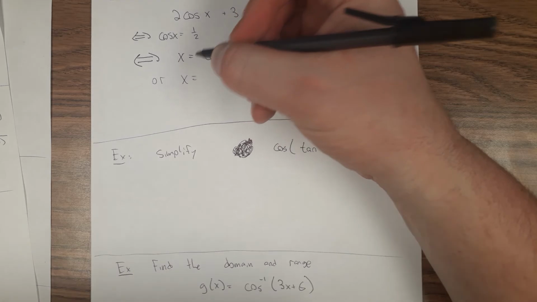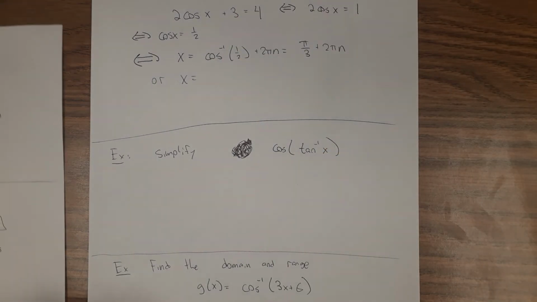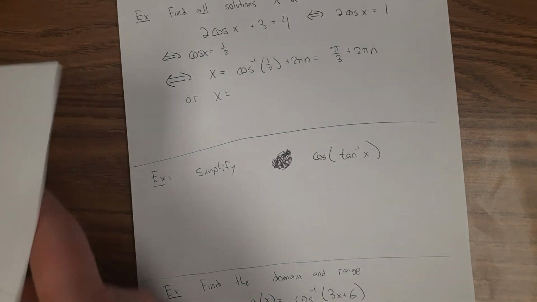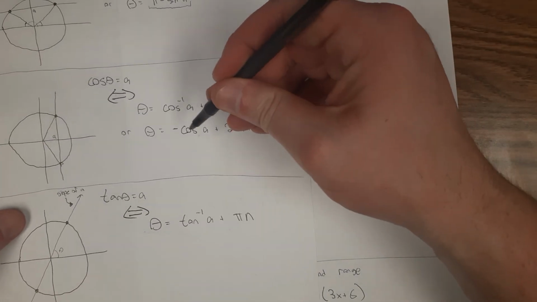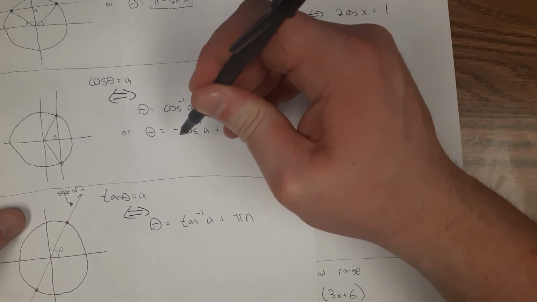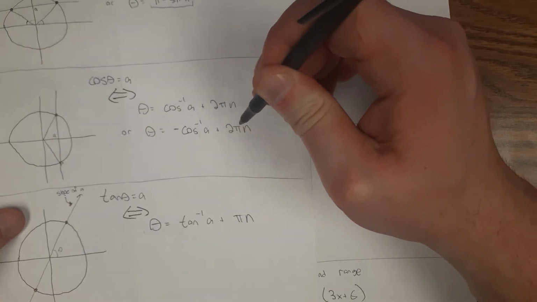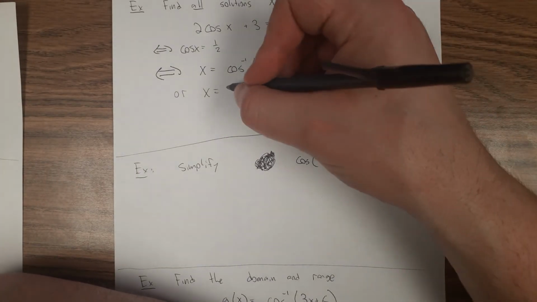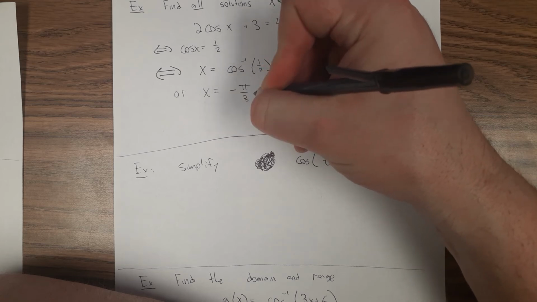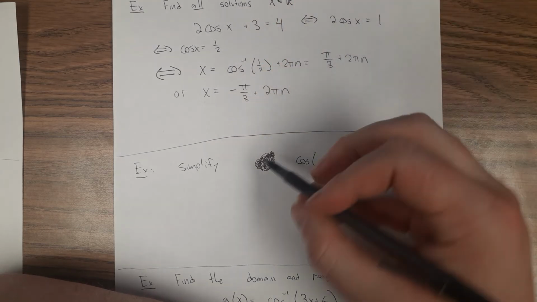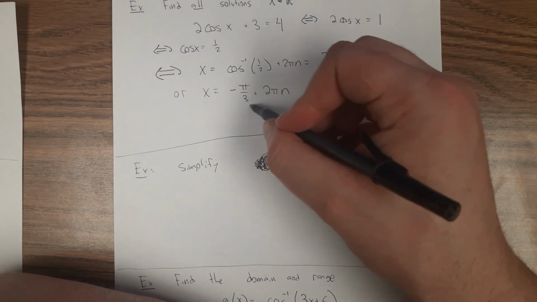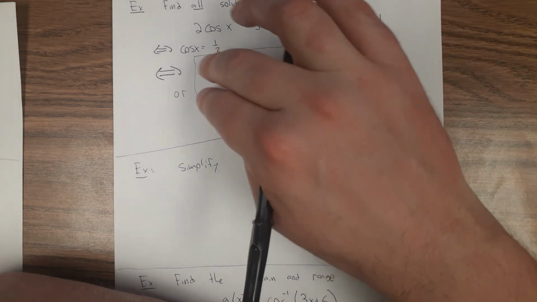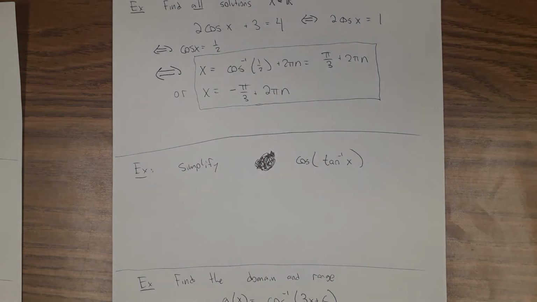Let's not forget the other one, because, whoops, and I am jumping all over the place now. Back to here. The first one is this. The second one is just negative arc cosine of A plus any multiple of 2 pi. So basically, since this was pi over 3, the other one's going to be negative pi over 3 plus 2 pi n. So let me just put a box around this. This describes all solutions.